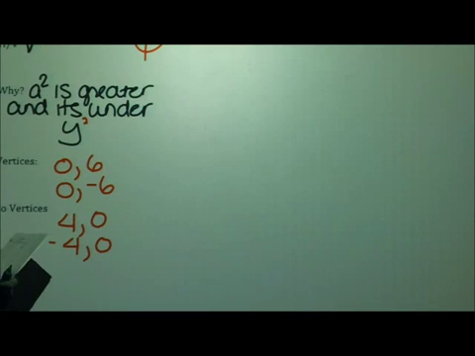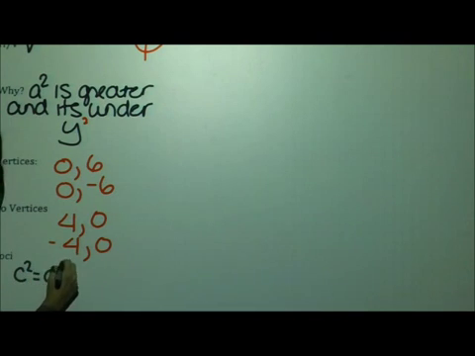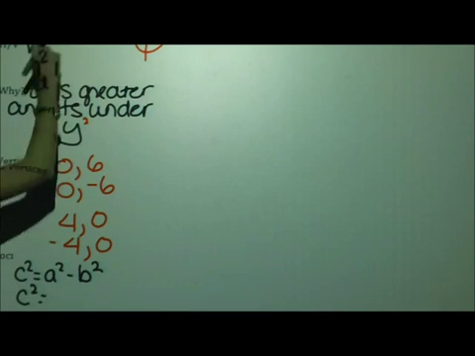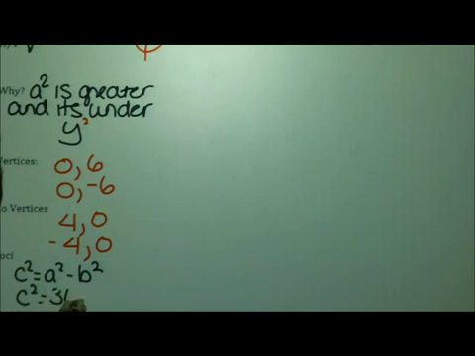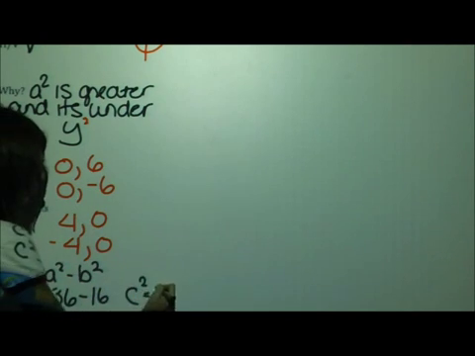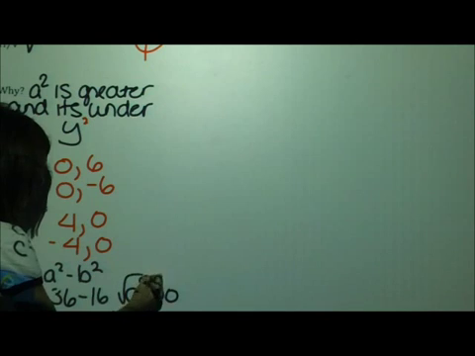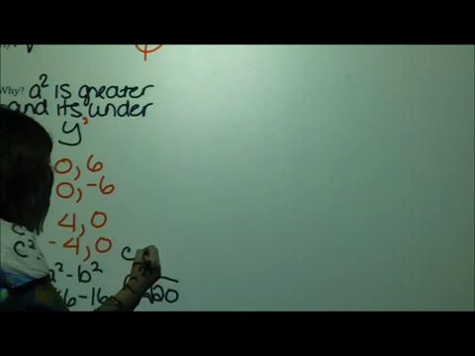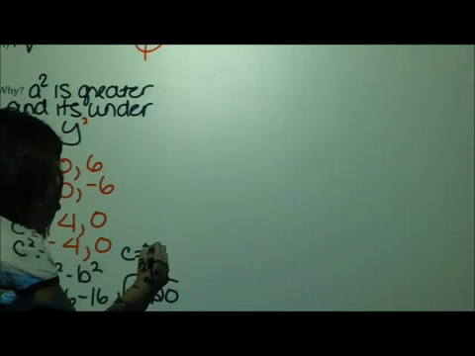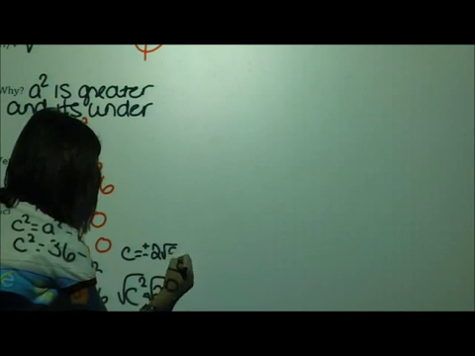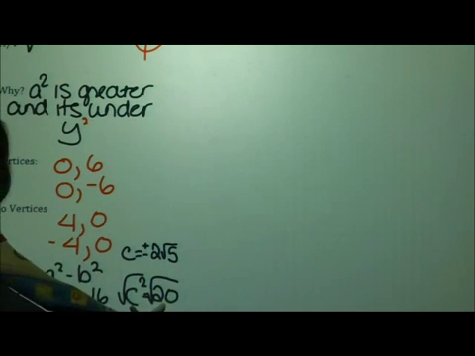Our foci, we're going to use that formula, c squared equals a squared minus b squared. So c squared equals, my a squared was 36, because a is always larger than b, 36 minus 16, which gives me c squared equals 20. Take the square root of both sides, so c equals plus or minus 2 root 5, because I simplified root 20.